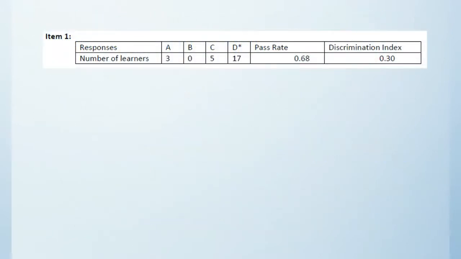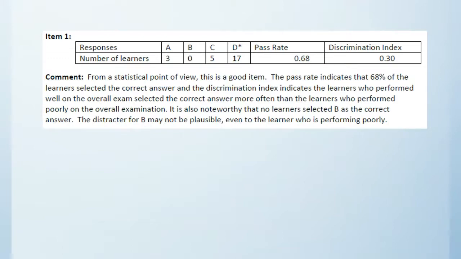So this is a question where we have our responses. The asterisk indicates it's the right answer. So 17 of our students thought D was the right answer. And then we have a 3 and a 5, and no one chose B. Our pass rate is 0.68, which is in our criteria for acceptability, and our discrimination index is 0.3.